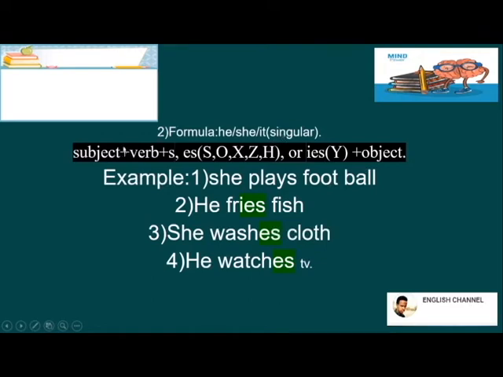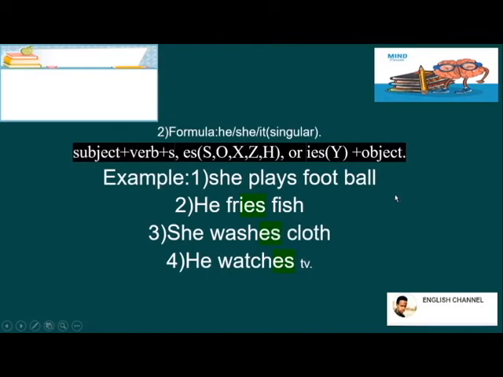These two forms of the simple present tense formula are the affirmative formula. This is positive speech.